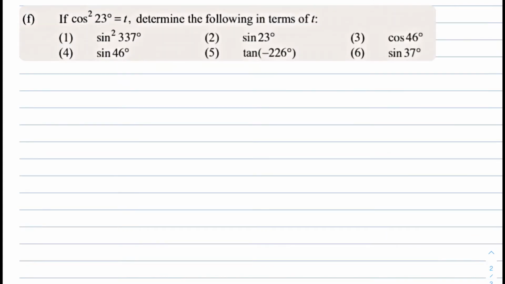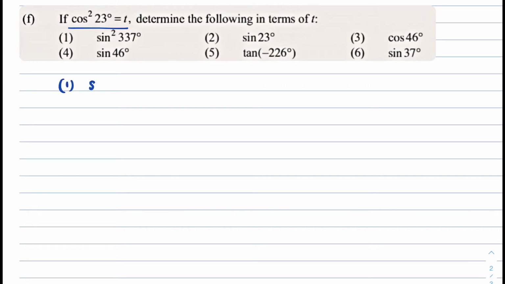Okay, question F. I'm going to work through all of these ones here because the given information here, cos squared 23 degrees is equal to t, is not conventional. We're not used to being given the squared function. So let's look at the first one here.